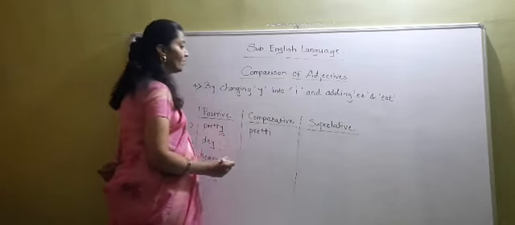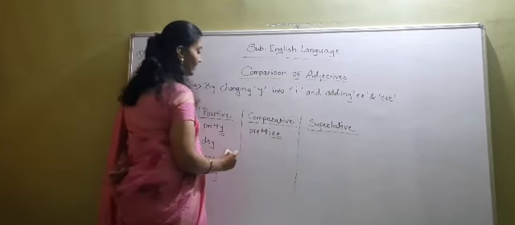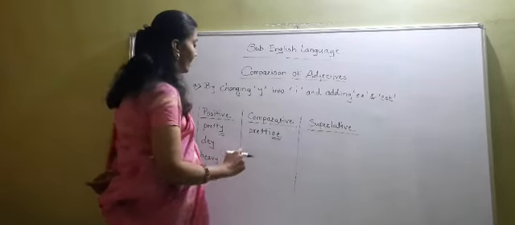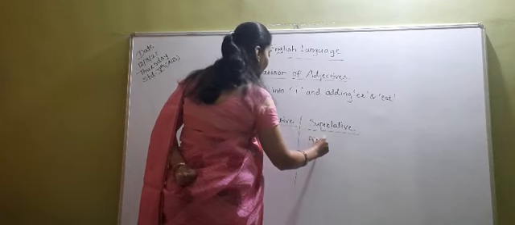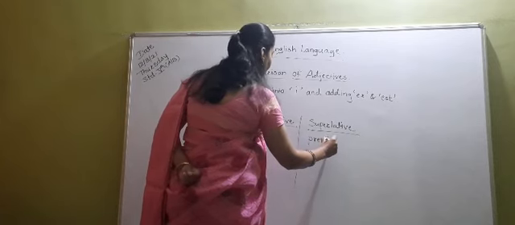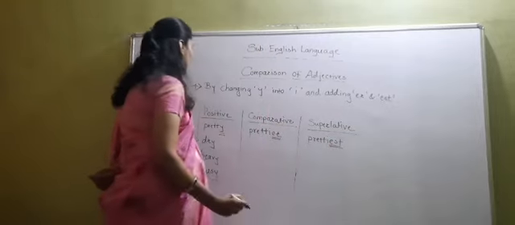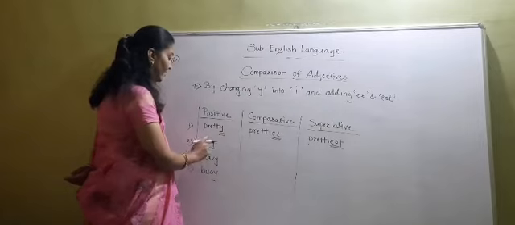P-R-E-T-T-I, and we have to add ER. Prettier. Pretty, prettier. And same here. You have to write down the spelling of pretty. Prettiest. Okay? Pretty, prettier, prettiest. Now see dry.